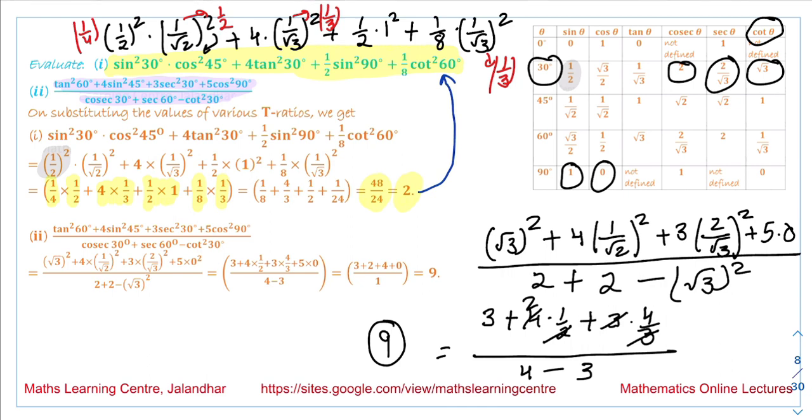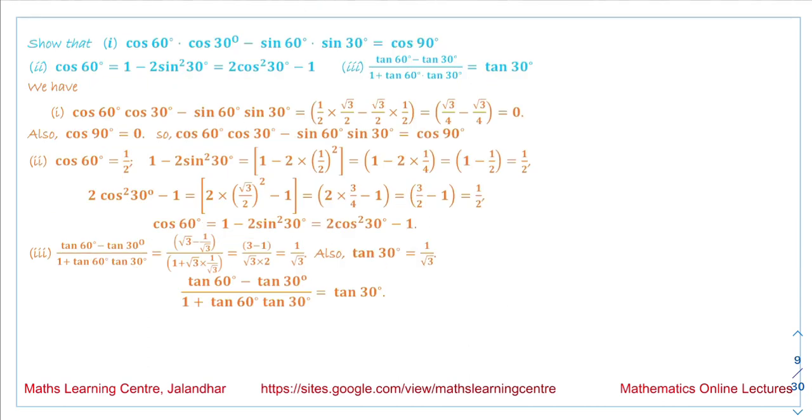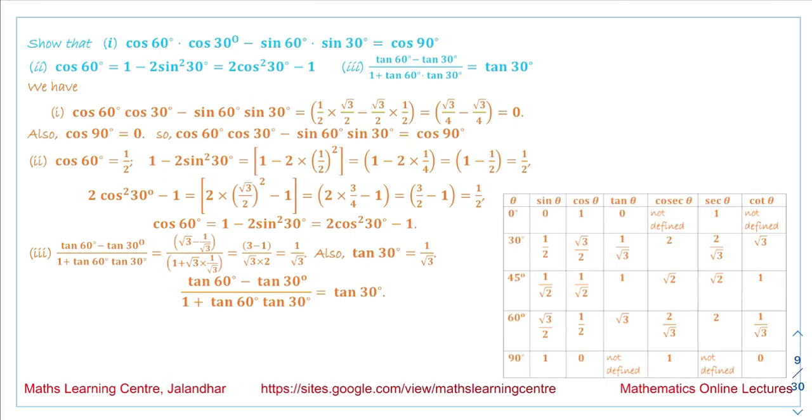Now next we have to prove these equalities. In the first one, it is cos 60, cos 30. It means again we require the values from the table we have already seen. So the first one is cos 60. We are talking about this equality. So how are we going to solve this? In this case, we are going to start with LHS.